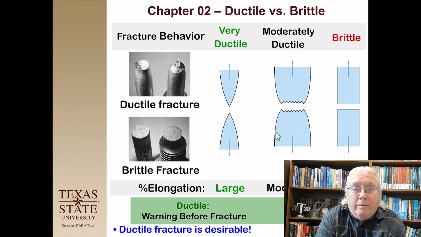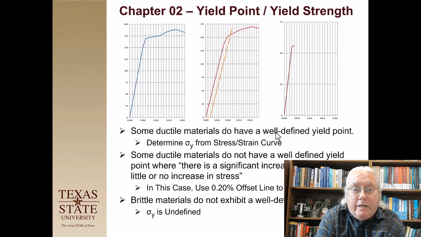We talked about yield points. Some materials have yield points well defined. Some of them we use a 0.2% offset rule to calculate them. And some materials, like the ones on the right, have no well-defined yield strength.